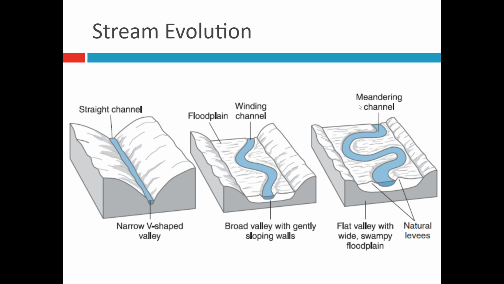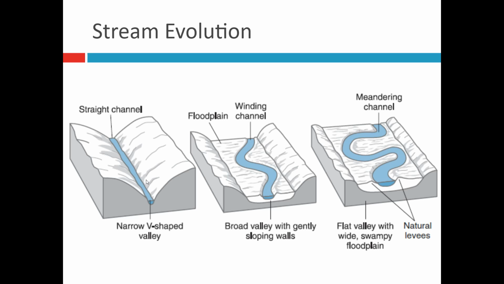Okay, now just to talk a little bit about stream evolution, what I'm talking about is the way the stream changes over its lifespan. So if you start up in the mountains, rivers and streams tend to be very narrow and straight. They have a really steep valley. We have a nice V-shaped valley, which we'll be looking at a little bit later on as well, where the river is cutting into the bedrock and making this nice straight channel.